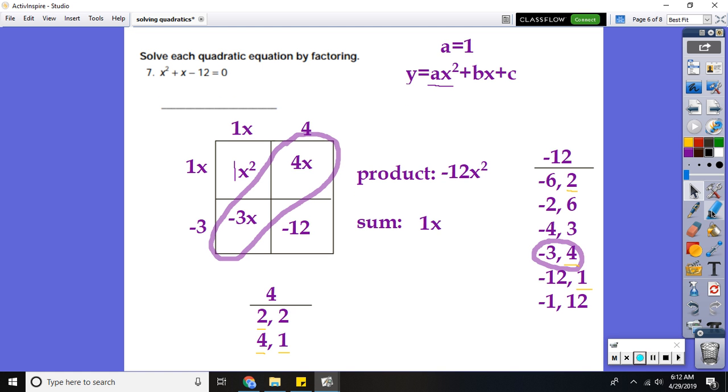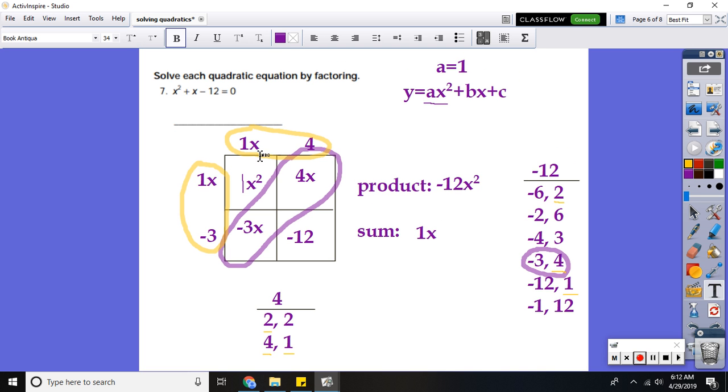Now that I have that information, what I do is I look at my perimeters, and I now have the terms of my factors. And typically you don't see people write the 1 here next to the x. You're welcome to do it as a placeholder, but you may not see others do it. So my factors are 1x plus 4, because this was a positive 4. I'm just going to write it as x plus 4. And then my factors down the left side are x minus 3.